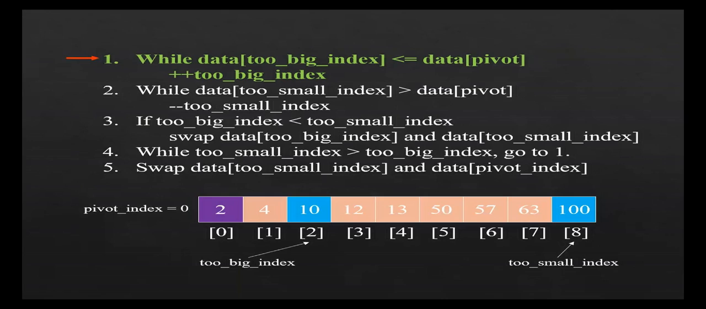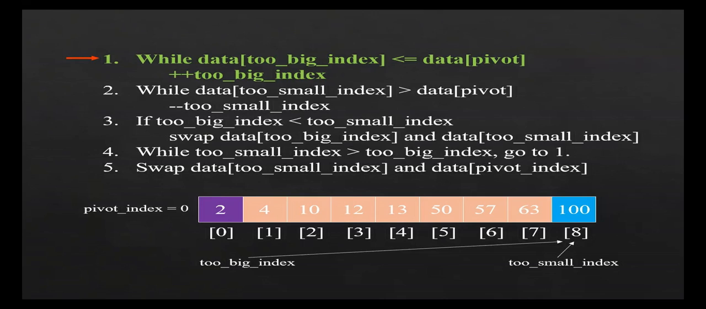So 4 is still bigger than 2. 10 still bigger than 2. 12 still bigger than 2. 13 still bigger than 2. 50 still bigger than 2. 57, 63, 100. And we almost reach the rightmost element. So there is no other element, we cannot traverse, so we stop here.